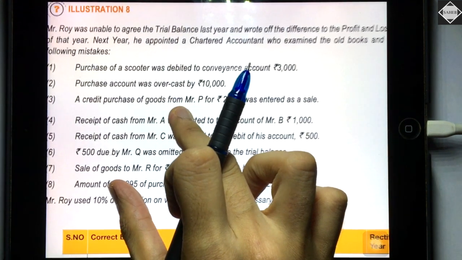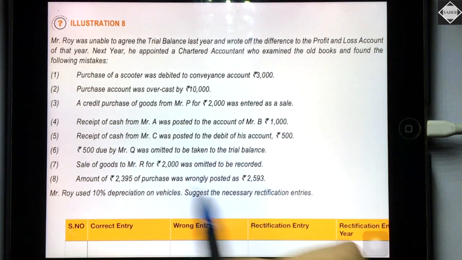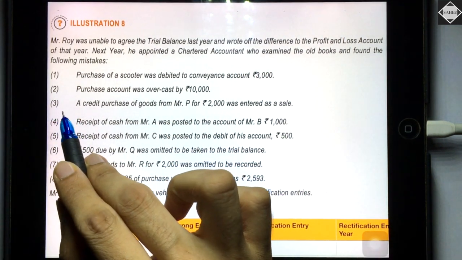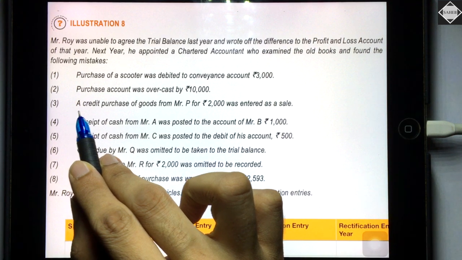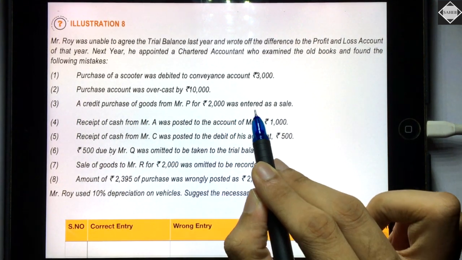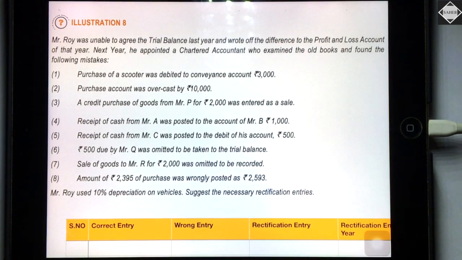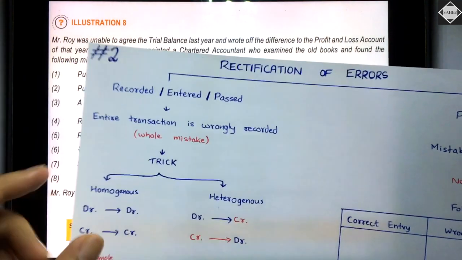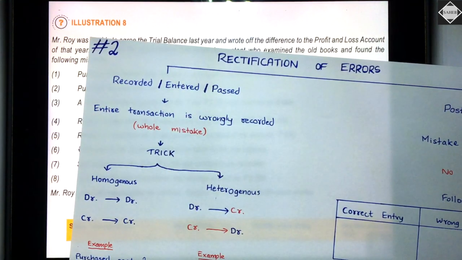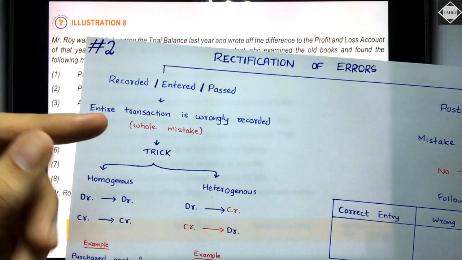Now understand this properly. Here also we will be applying a trick. What is the keyword over here? Read the entire thing properly again. A credit purchase of goods from Mr. P for 2,000 was entered as a sale. The keyword is entered. Whenever we have a keyword such as recorded, entered, passed, that means the entire transaction is wrongly recorded. The mistake is there in the journal. In the initial recording only there is a mistake.